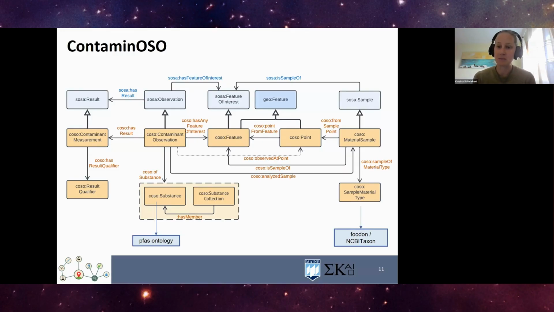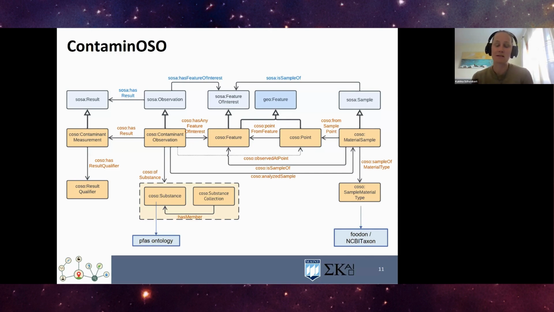So this is a material sample that we specify with some kind of sample material type. In order to support more advanced queries about different types of samples, for example, all root vegetables or all fish tissue, we align these sample material types to FoodOn and NCBI Taxon from OBO Foundry, so that you can query them by all sets of categories that would be logical.